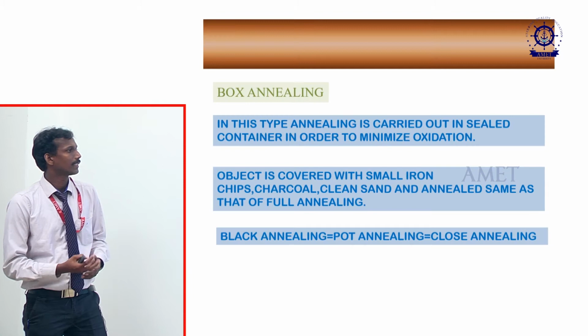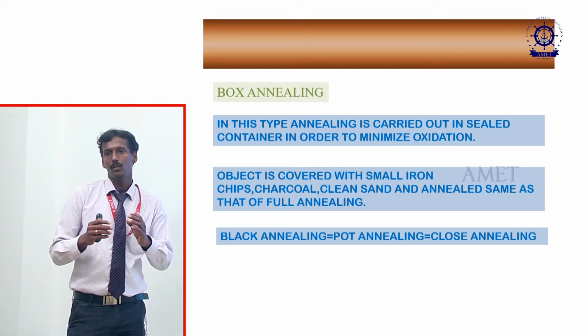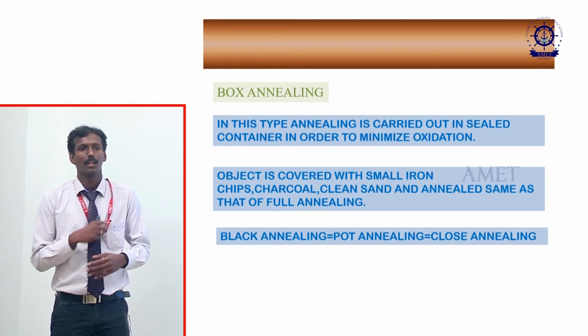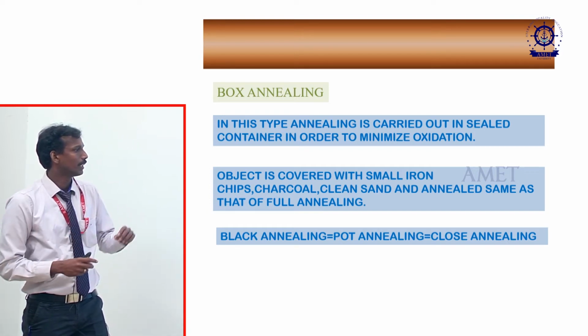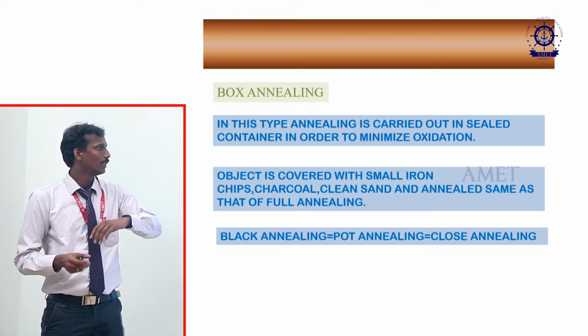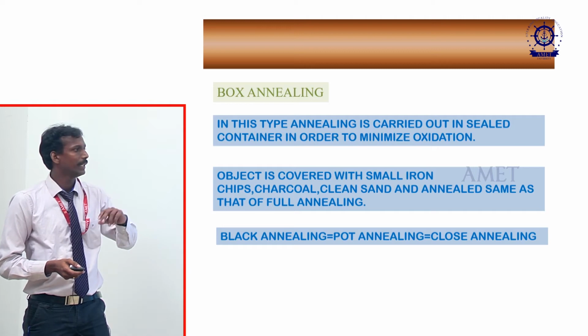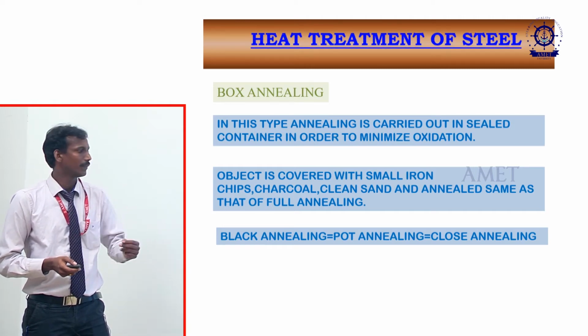Now we move on to box annealing. It is a sealed pack annealing. While heat treating the material, it is completely covered with charcoal. If we cover it with charcoal and chips of iron, we can maintain the heated condition. The atmosphere is kept completely sealed to avoid oxidation of the materials.